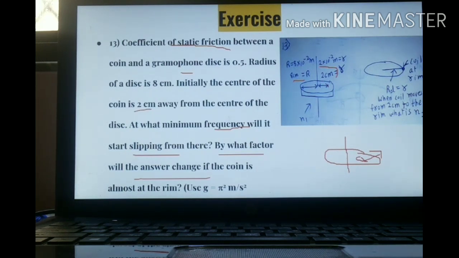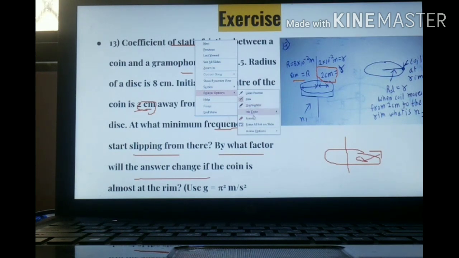In your textbook it has been given as pi centimeter. The coin's radius is given as pi centimeter. But if you take pi centimeter, then your answer is not according to the textbook. If you take 2 centimeter, then everything will be according to your textbook. So we are taking 2 centimeter over here.